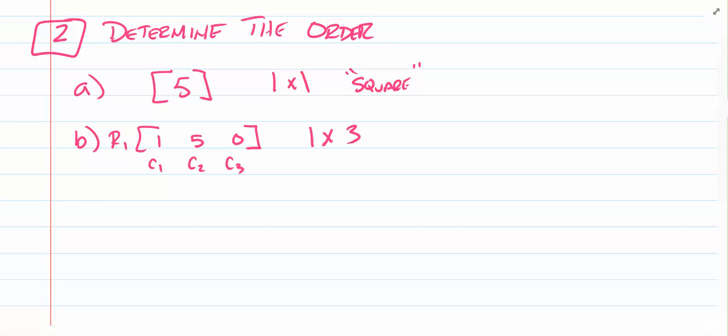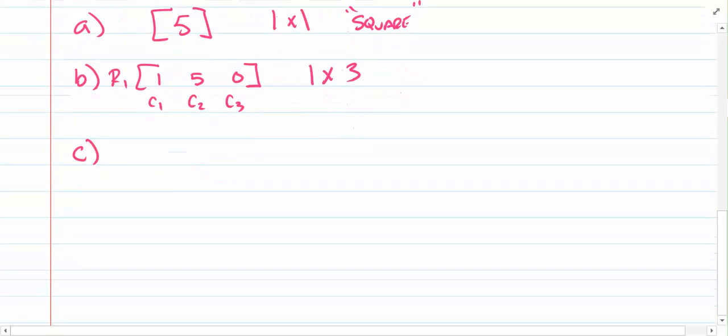What is the entry in A12? 5, very good. What's the entry in A11? 1. What's the entry in A12? That's a 5, right? What's the entry in A13? 0, very good. All right, that's a 1 by 3 matrix.